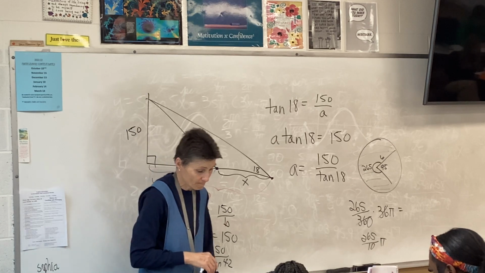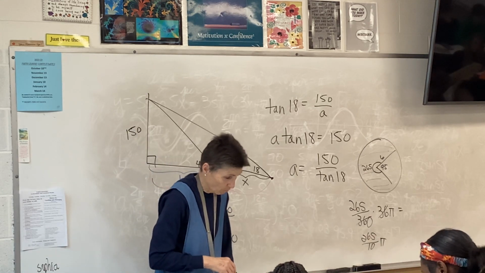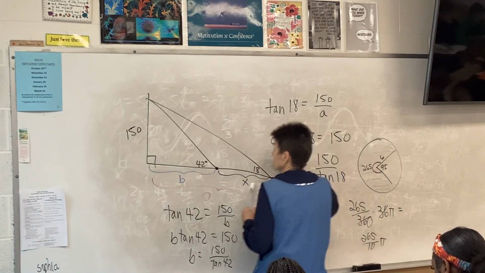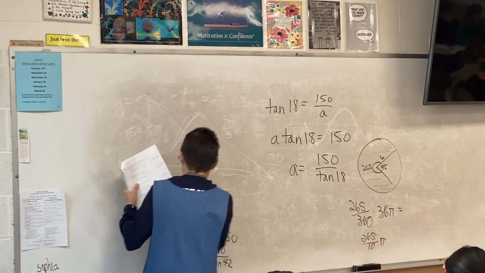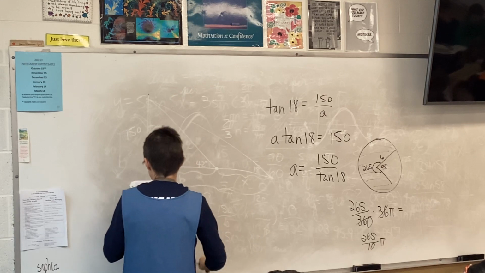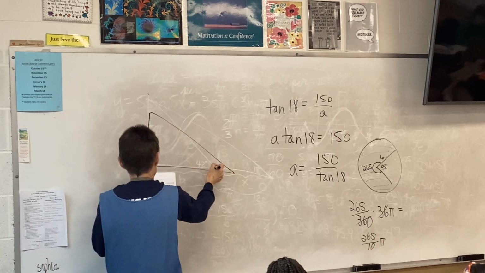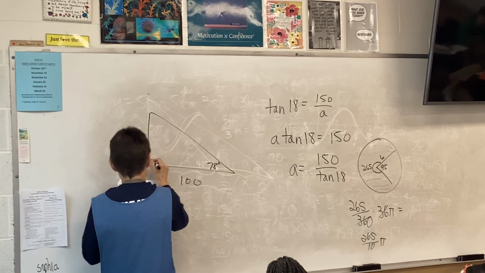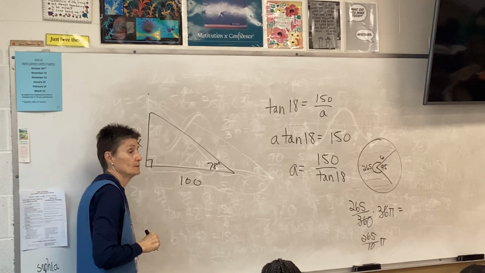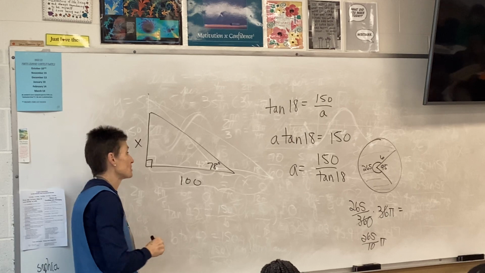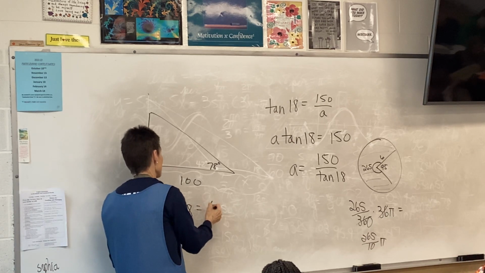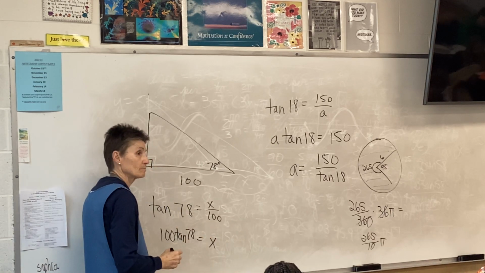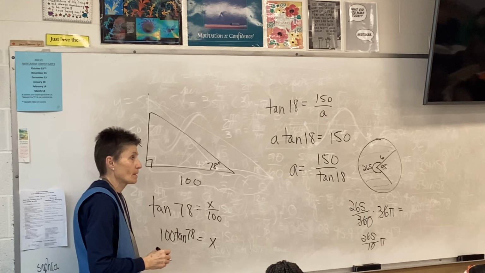Ed, can we do number 2 on 4.8? 4.8 homework? Yeah. Number 2. The angle of elevation at the top of the building, from a point 100 meters away from the building, is 78 degrees. Find the height of the building. Got it? Yeah. So tan 78 equals x over 100, and x equals whatever 100 tan 78 is. All right, what else?